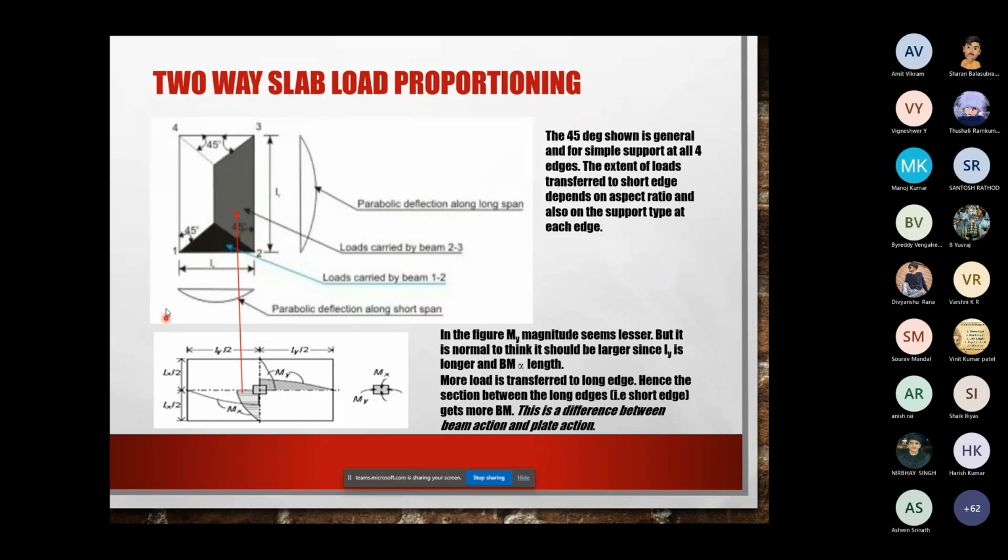So basically, you take the short side and draw a triangle with 45-degree angles. Okay, draw an isosceles triangle like this, 45, 45, and do the same thing on the opposite end. So how much load is covered within this area that comes to this beam? How much load is covered in this area that comes to this beam? And the remaining trapezoidal area comes to this beam, and that goes to this beam.